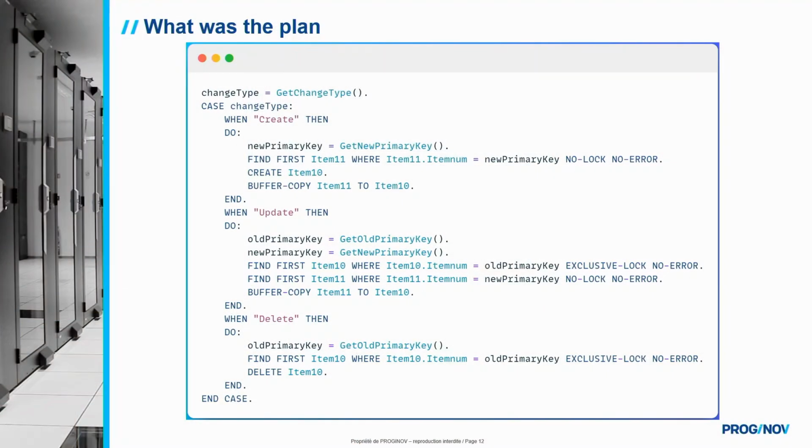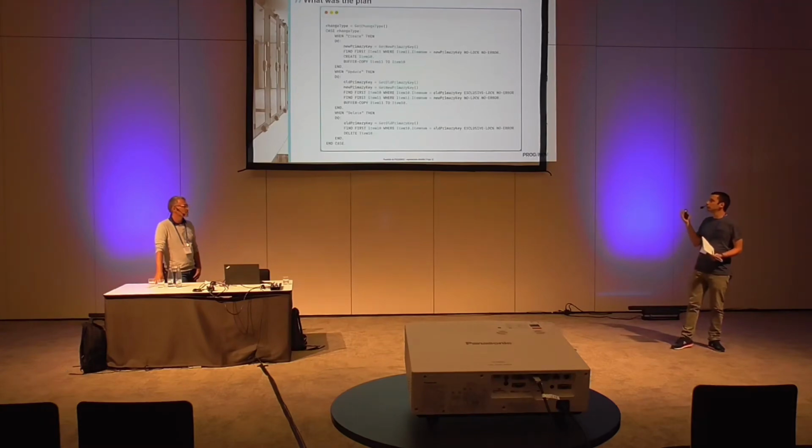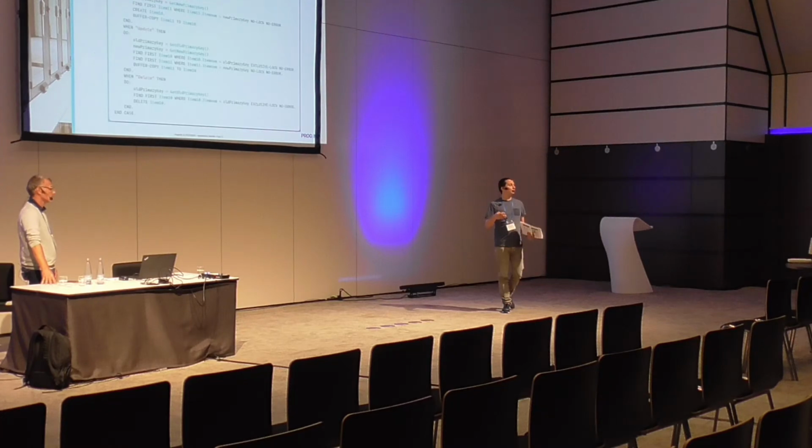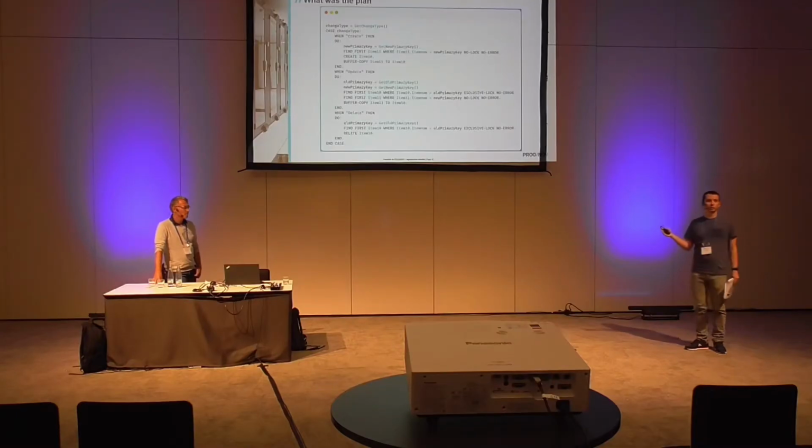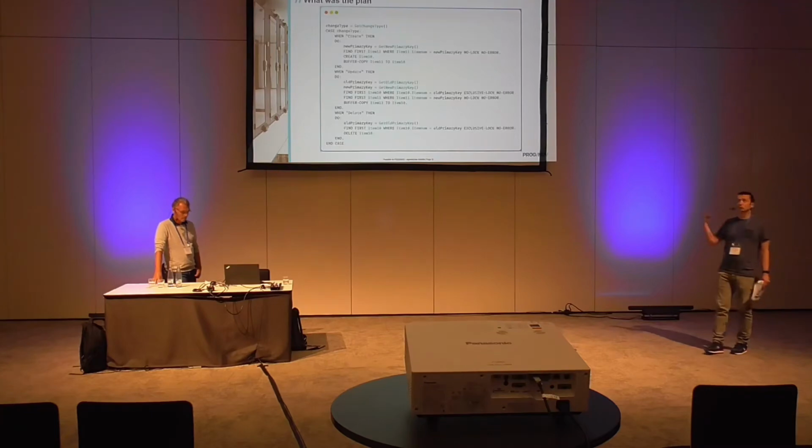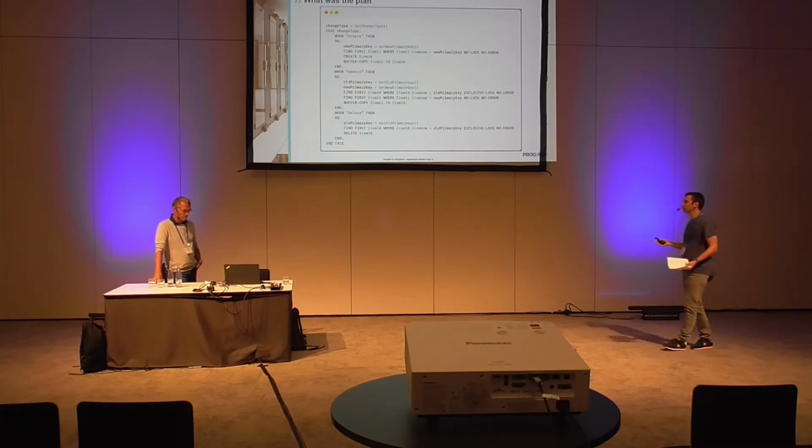So once changes are tracked, we just have to create a simple algorithm, a simple logic to replicate the data. Depending on the change type, we just have to retrieve the value of the identifying field, so the primary key that allows us to fetch the records in both databases if they exist. And if it's a create, we just have to create the records in the other database. If it's a delete, we just have to delete the records. And if it's an update, we just have to do a simple buffer copy to replicate every value.